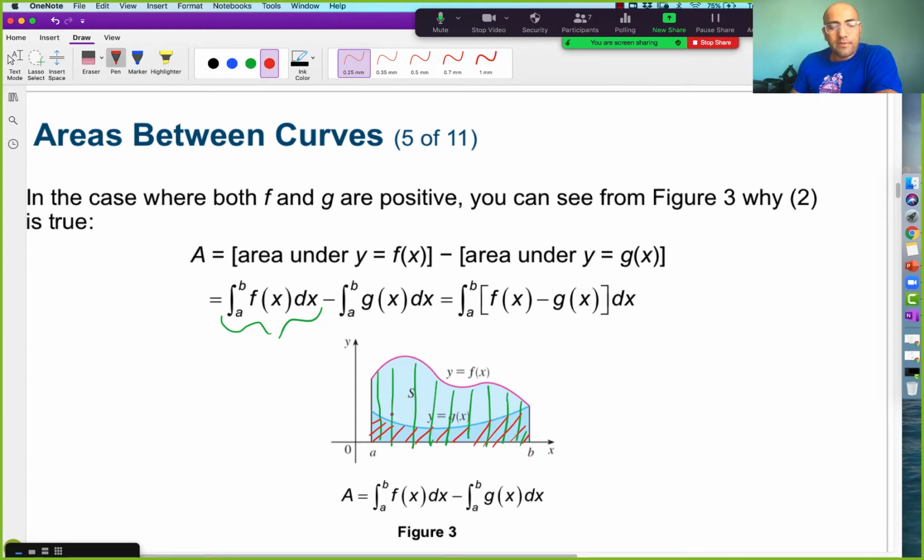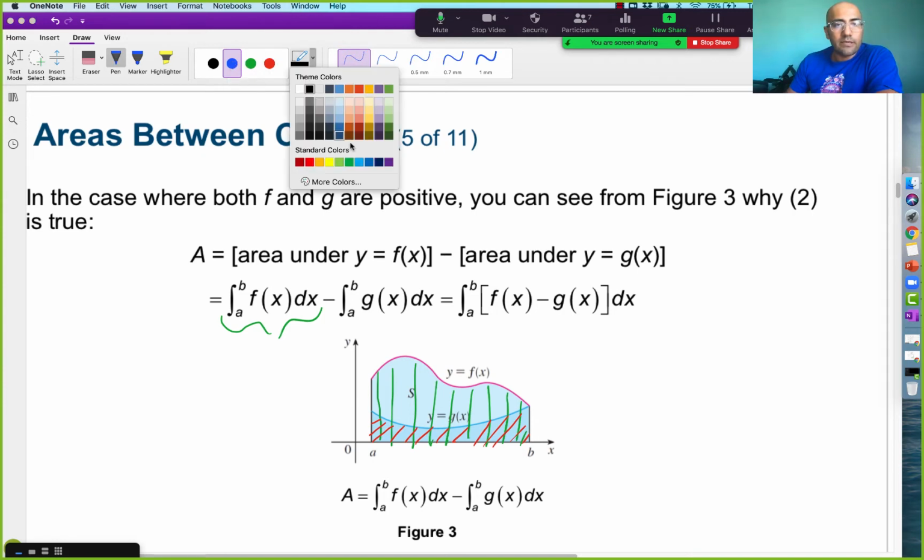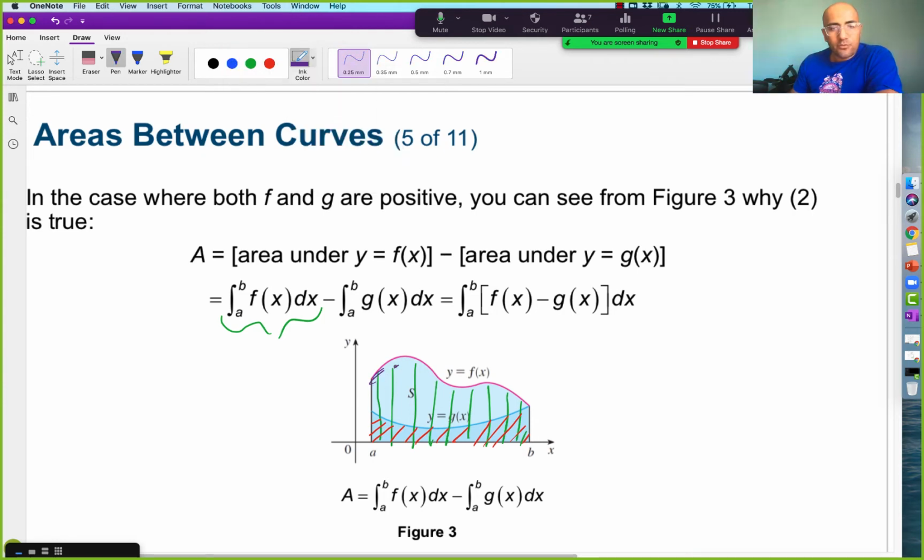Now what happens if we take the entire area in green and subtract off the area in red? Well, you're going to get exactly what you want, which is the area trapped between the two, this purple part in here. So this part is the red, this part is the green, and if we subtract them, we'll get exactly what we want, the area in purple.